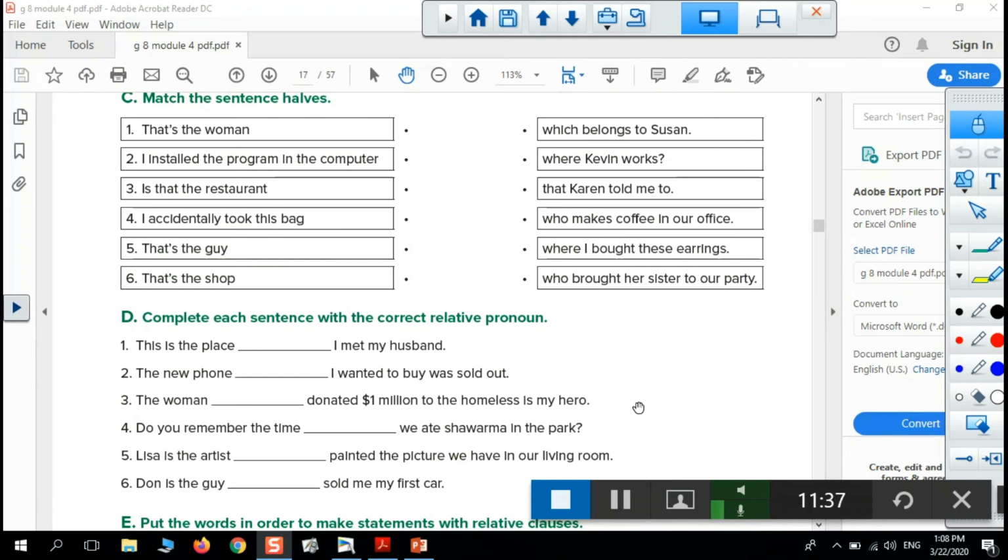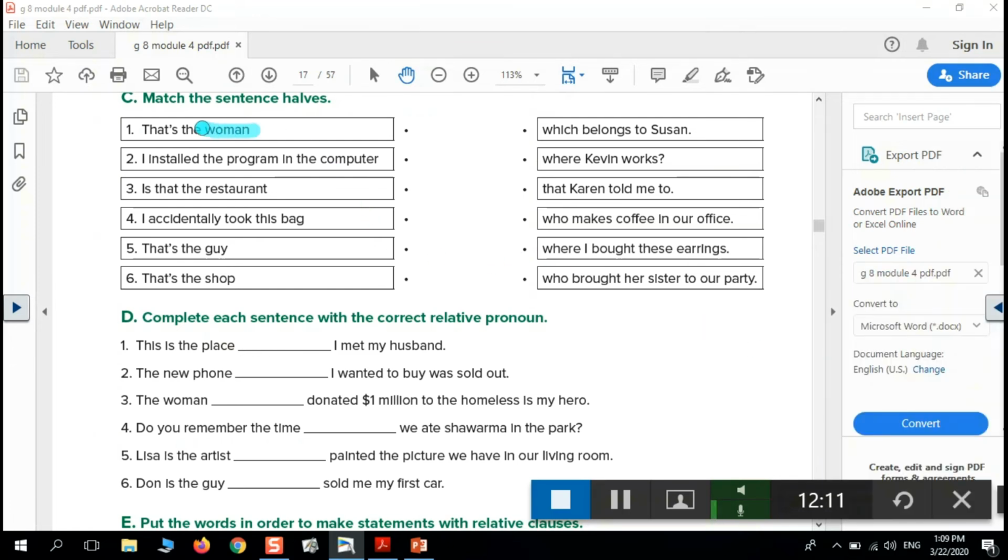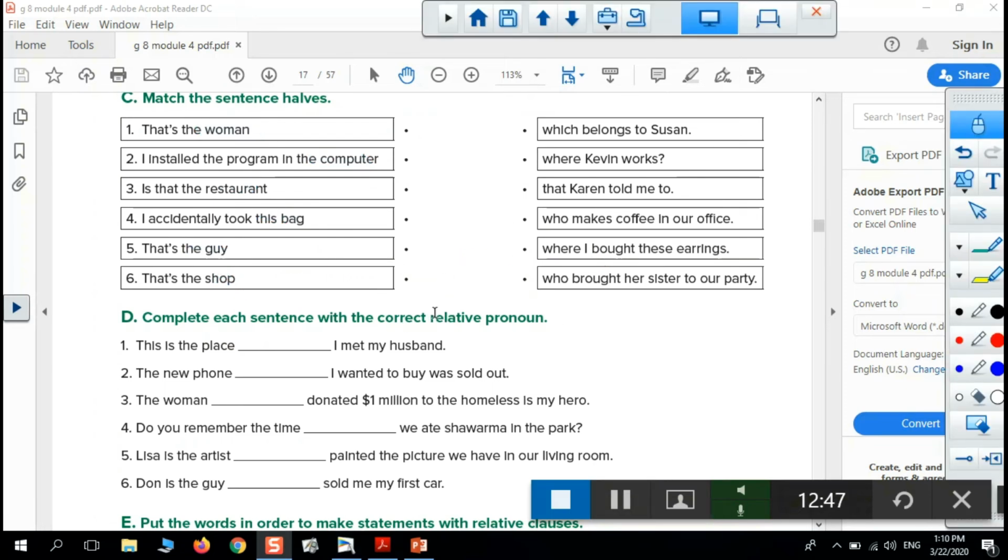Now page 111, we have to match according to the meaning and also according to the relative pronouns that we have just discussed. For example, if it's a person, use who. Computer, thing: that or which. Restaurant, place: where. This bag, thing: which or that. The guy, person, so who. The shop. You've got 1 minute to pause the video and try to match these sentences. Now check your answers.